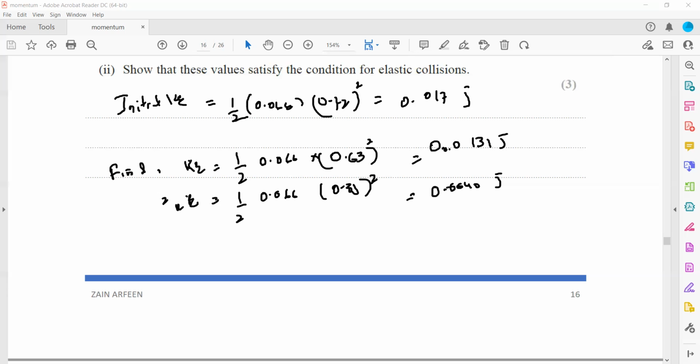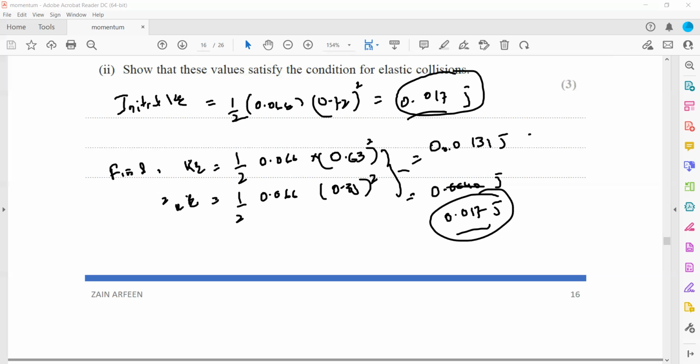So when we sum them, it will give us 0.017. So 0.017 after the collision. After the collision, the total kinetic energy is the same as before the collision. So it is proved that the collision is an elastic collision. If it was an inelastic collision, then the total kinetic energy before would not be equal to the total kinetic energy after.